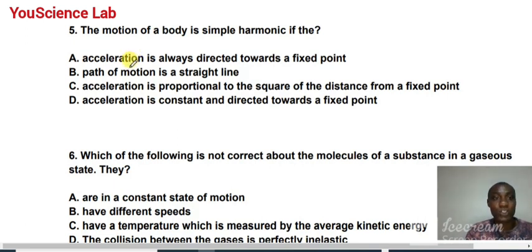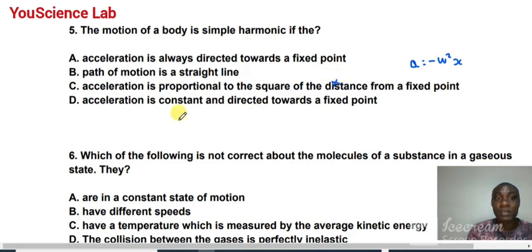So from here, let's use the definition to look at the options. Acceleration is always directed towards a fixed point. That's true. Path of motion is a straight line. It can also be on a curve anyway. Okay. Acceleration is proportional to the square of the distance from a fixed point. The formula for acceleration in simple harmonic motion is A equals minus omega squared x. Now you can see that omega squared, the angular speed, is constant. So if this is constant, you can see that A is proportional to what? X. X is the displacement from the fixed point. So it means that this is not correct.